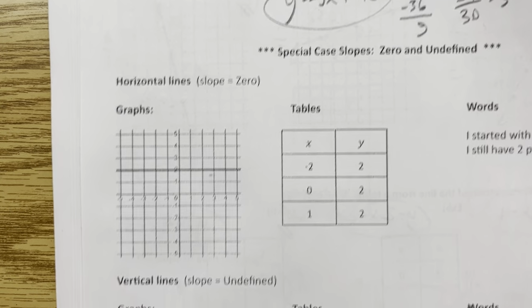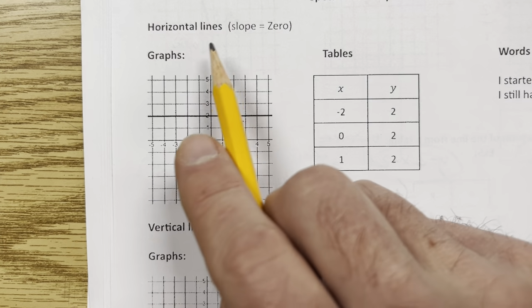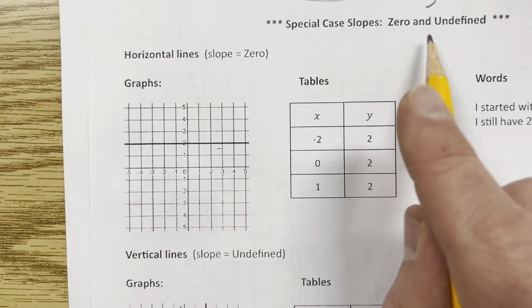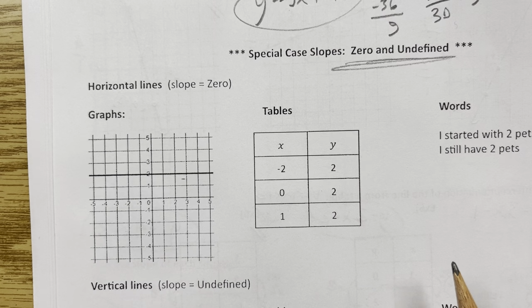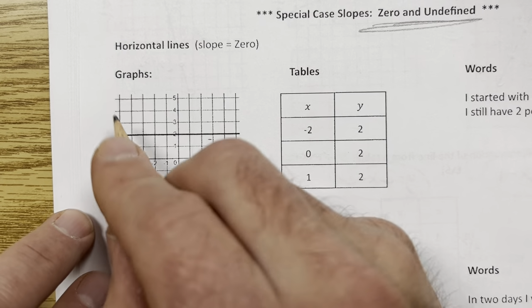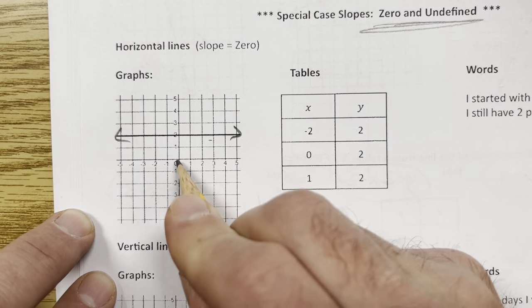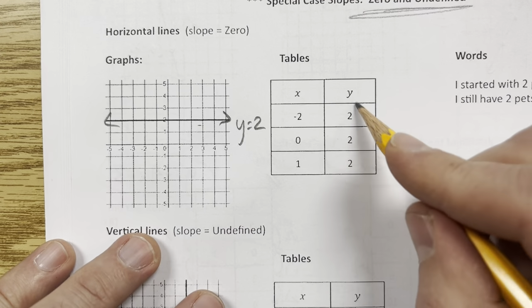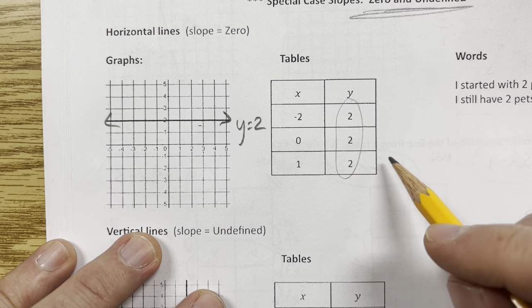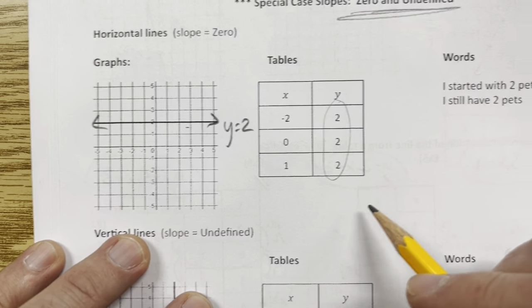Okay, a couple more. Here we go. Graph. Oh, we've got some special cases: 0 and undefined. We looked at that the last time we met. So here I have this line that is y equals 2. Here's my table. See all those 2's? y equals 2. No matter what x is, y is going to be 2.